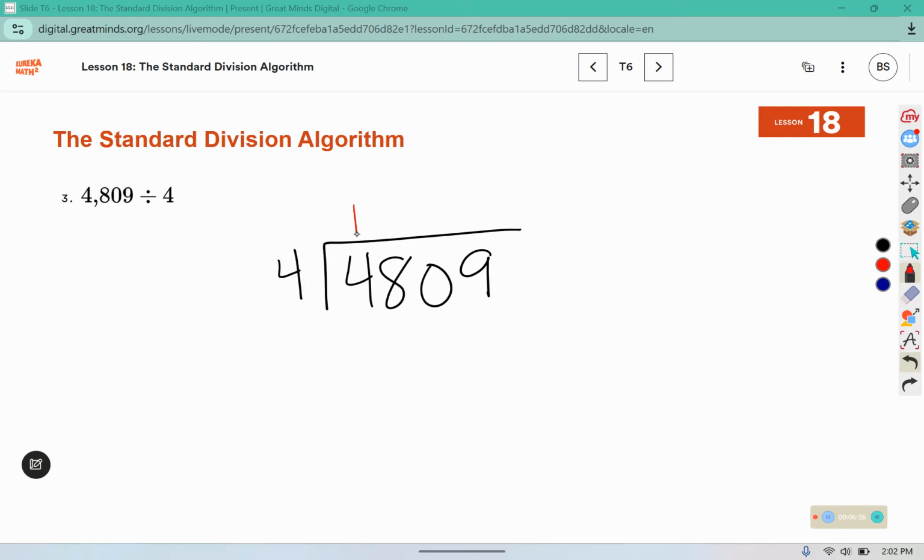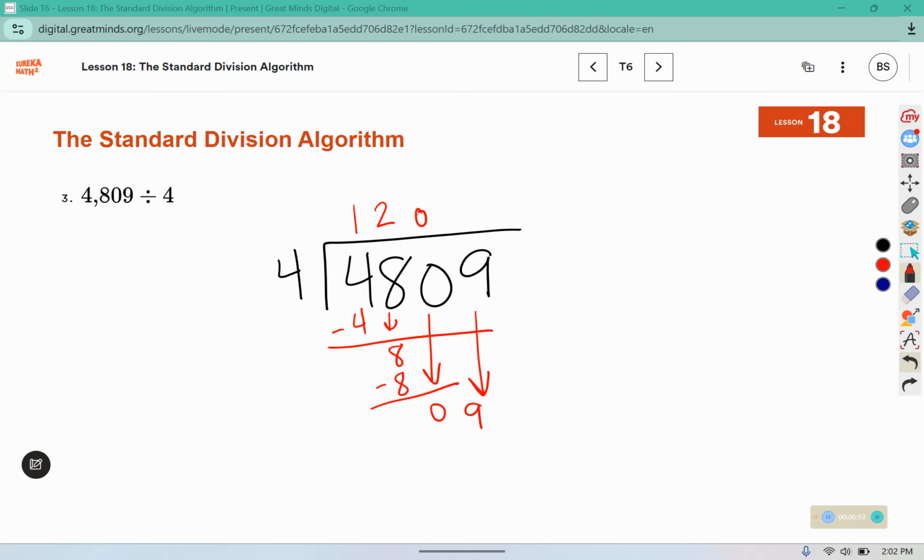4 fits into 4 one time. And that leaves us with 0, so we can bring down the 8. 4 fits into 8 2 times, which is 0. So we can bring down the 0. 4 fits into 0 0 times.